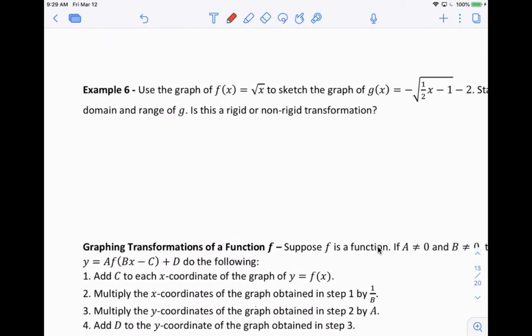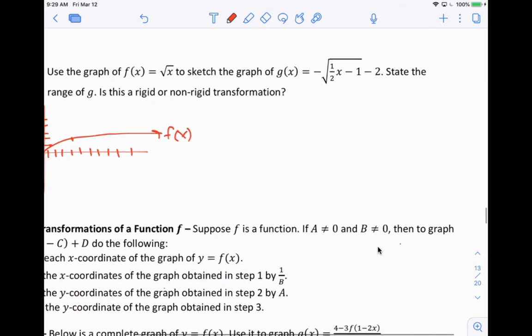We've already seen the graph of f of x, square root of x, a couple times today, so I'm going to graph this pretty fast. 0, 0, 1, 1, and 4, 2. Okay, so there's f of x.